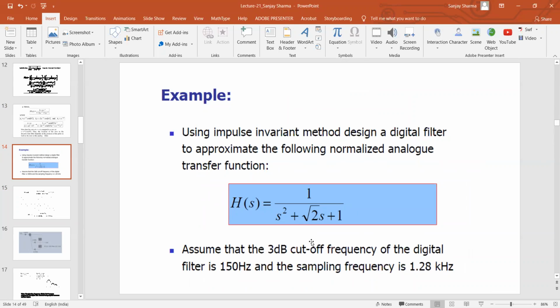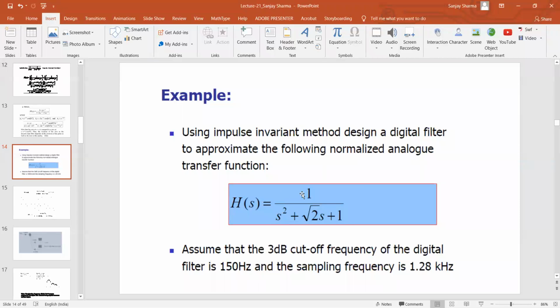Now let me explain the problem. What is this example? In this example, you are given H(s), right? And we know from our background that this is a Butterworth low pass filter prototype. This is a normalized Butterworth filter. We need to denormalize it. How will you denormalize it? Once you apply the impulse invariant method, you will have to denormalize it. How to denormalize it? Replace every s with s by capital omega c.